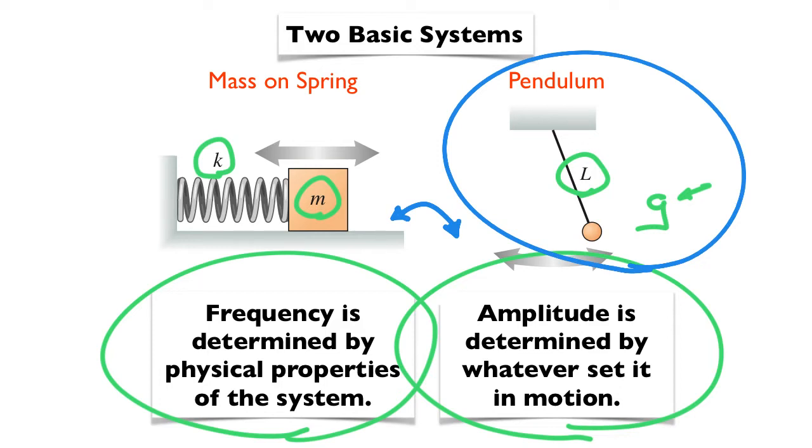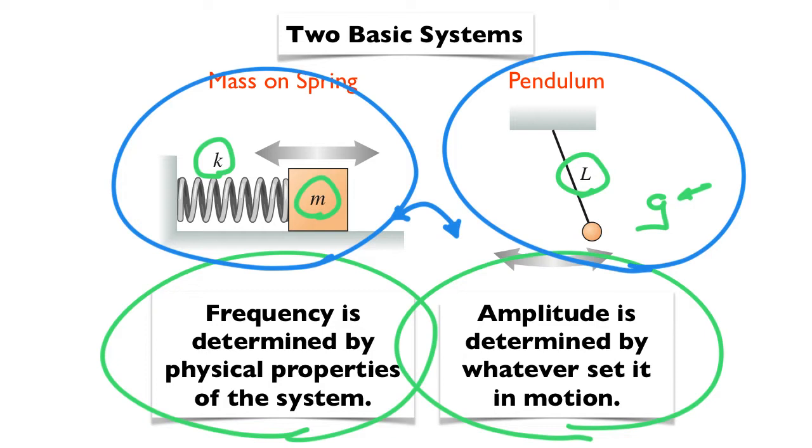So if you can accurately measure a length, you can make a pendulum clock, and that's why the first really accurate clocks were pendulum clocks. But the same is true of the mass on a spring. The amount of time to go back and forth is independent of how far it moves.